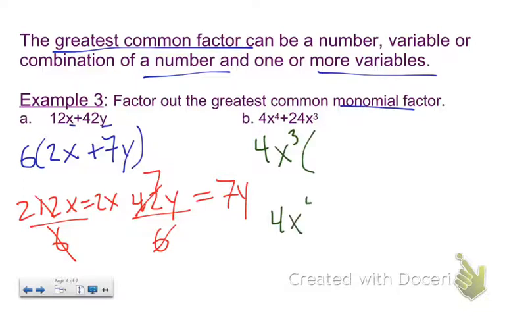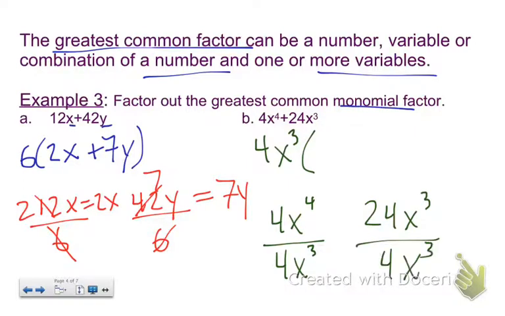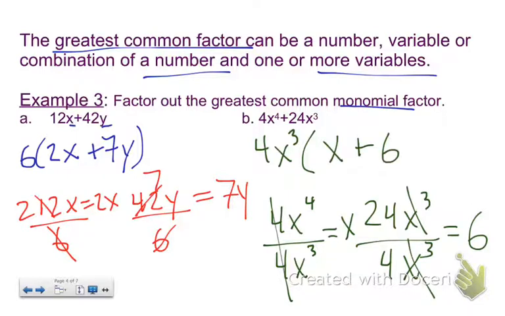So to show you what's happening here, if I divide by 4x cubed: four divided by 4, x to the fourth divided by x cubed, this goes back to chapter 8, is just x. 4 minus 3 is 1. And x cubed divided by x cubed, that cancels. Anything divided by itself is 1. And 24 divided by 4 is 6. So what I'm left with is x plus 6.